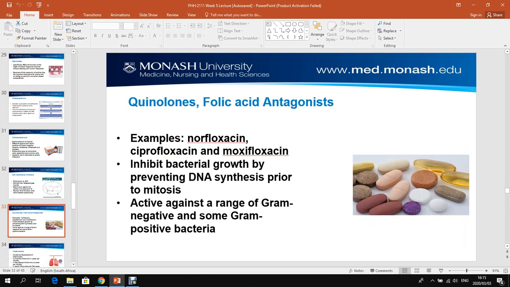Next are quinolones. These are known to be folic acid antagonists. Remember, folic acid is a B vitamin, and microbes synthesize their own folic acid, and quinolones target such a biosynthetic pathway. Examples of quinolones are norfloxacin, ciprofloxacin, and moxifloxacin. Basically, they inhibit bacterial growth by preventing DNA synthesis prior to mitosis. Also, these drugs are active against a range of gram-negative and some gram-positive bacteria. So they're quite effective drugs.